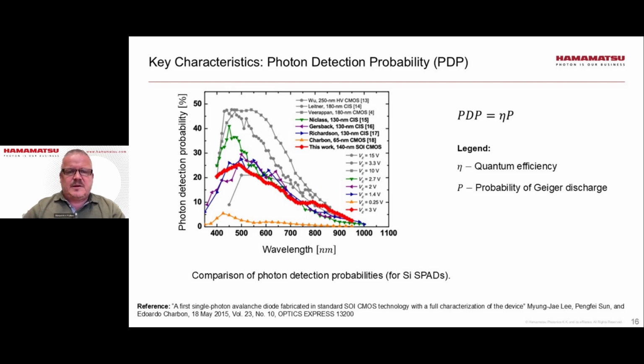Let's now move on to some key characteristics of a SPAD. The first one I'd like to discuss is photon detection probability, which is the product of quantum efficiency and probability of Geiger discharge. This is a useful quantity when we compare the various PN structures. And one can see a typical behavior where this photon detection probability increases with wavelength, reaches a maximum value around 400 or 500 or so nanometers, and then declines. This, of course, is a plot for a silicon SPAD.